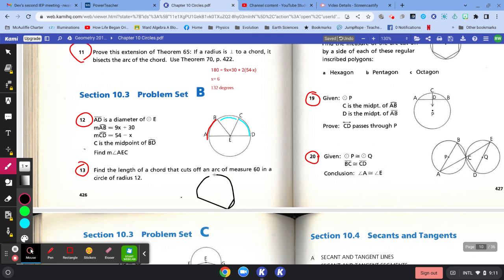That was terrible. Try that again. See if that works this time. Wow, super laggy. Okay, so we have an arc that cuts off 60 degrees. I'll draw a radius, and I'm going to roughly draw the arc there. And we're trying to figure out the length of that chord.